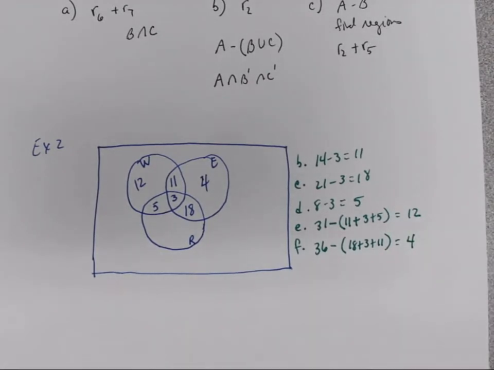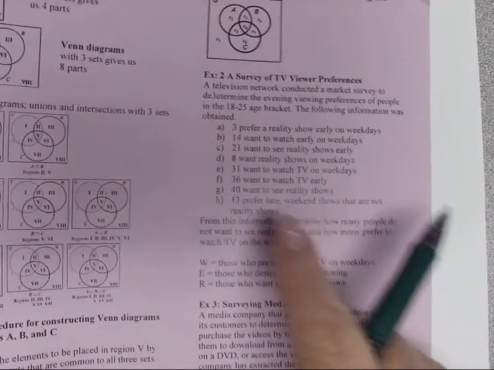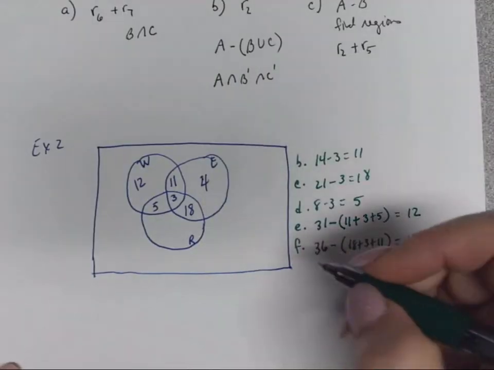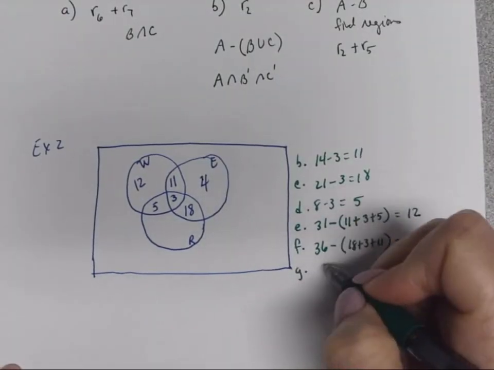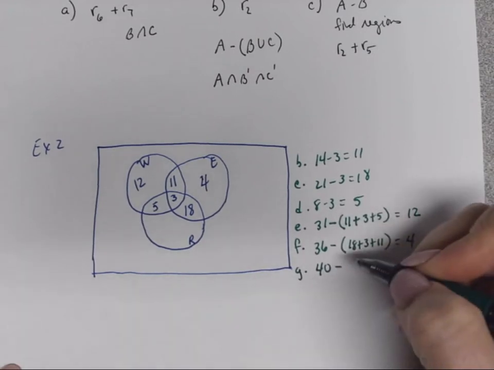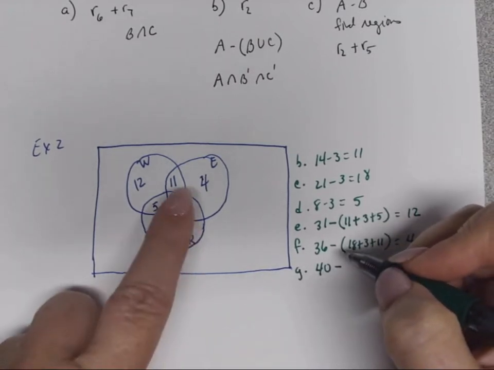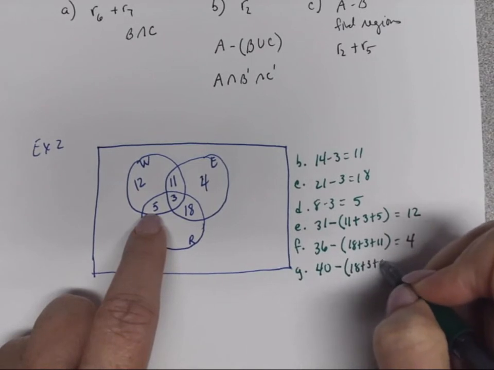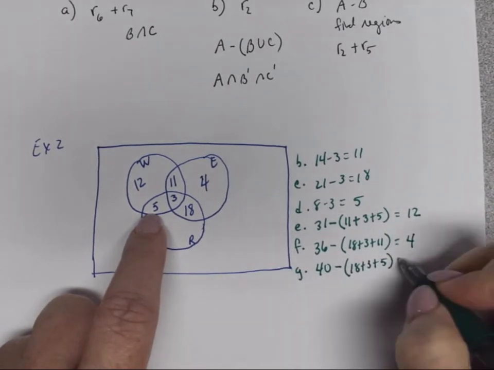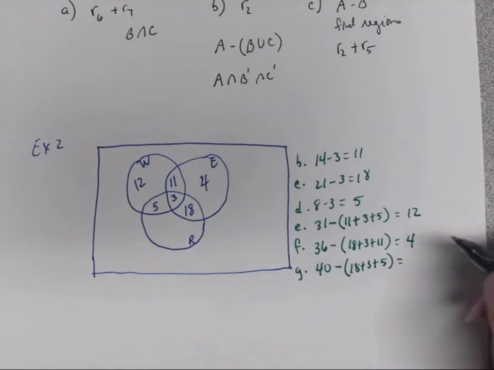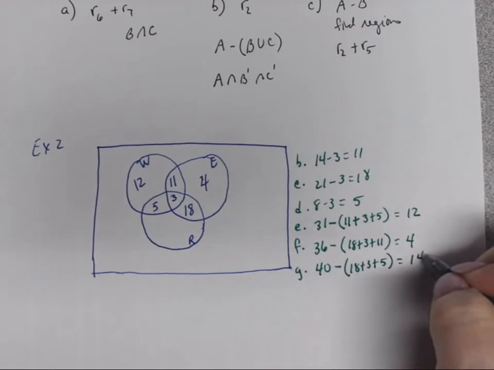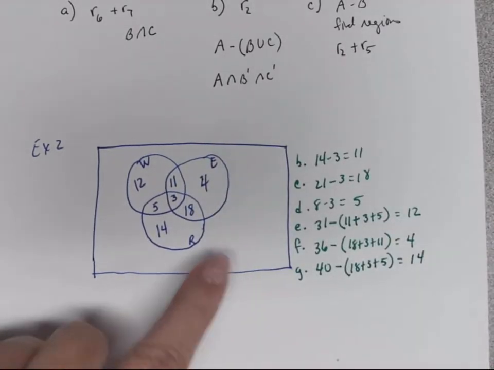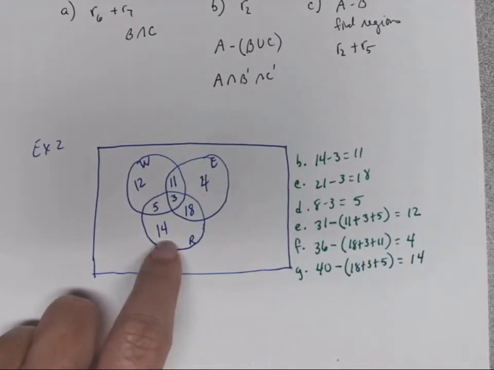And then the next one, for part G, it says 40 want to see reality shows. So for part G, we have 40 minus our 18, 3, and 5. And that will leave us with a total of 14. So that means there are 14 that just want to watch reality shows.